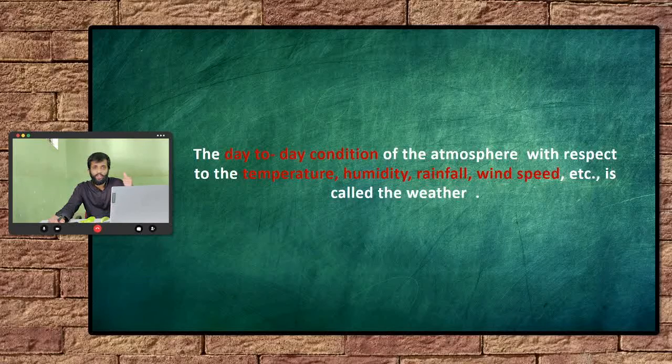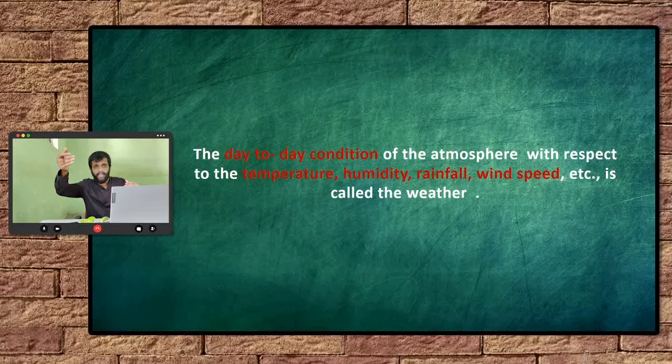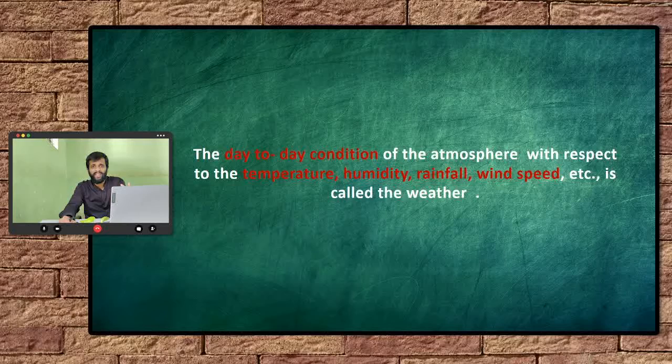With respect to temperature, that means in the morning the temperature might be slightly cooler. As the day passes and it's afternoon, the temperature rises, and by the time it is evening it comes back to low temperature. So the temperature has varied, right? Next, humidity. Humidity is nothing but the amount of water vapor in the air. That's the meaning of humidity.